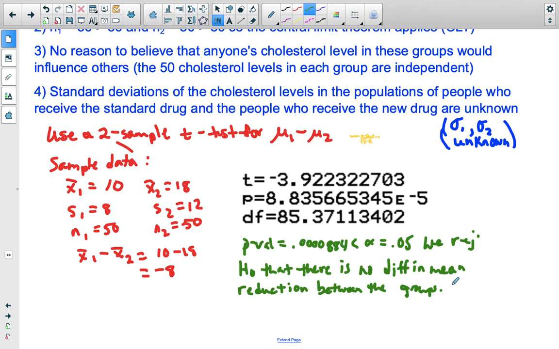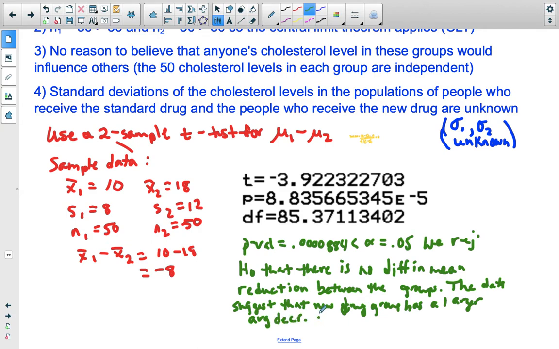That means we have evidence, the data we have suggest that the new drug group has a larger decrease, or average decrease, in cholesterol level. Okay, so just to sum all that up, what does that mean?